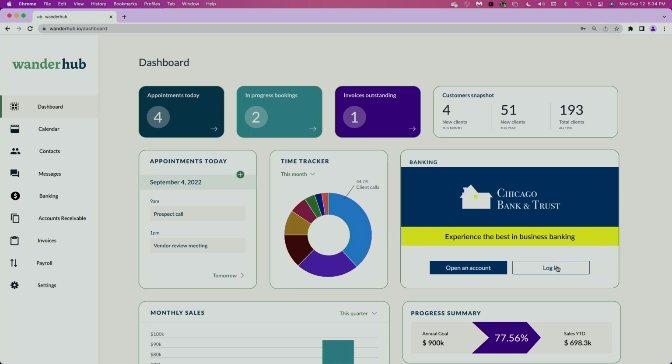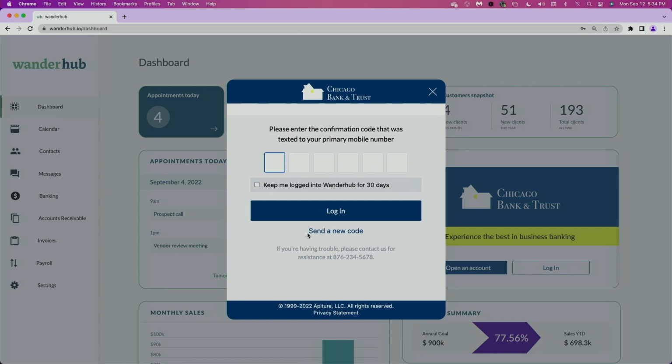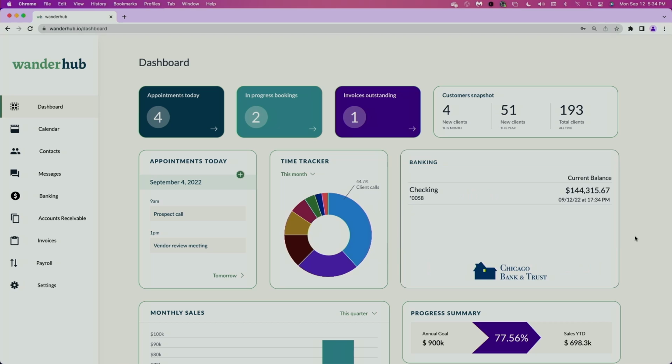Let's assume this is the first time that I'm connecting to my bank from within Wanderhub. So Danielle's securely bringing her Chicago Bank and Trust accounts directly into the Wanderhub application, effectively establishing a digital branch. And she's using her existing digital banking credentials to do so, and has the ability to determine whether or not she wants those credentials to be remembered, or whether she would prefer to re-authenticate with each subsequent session.